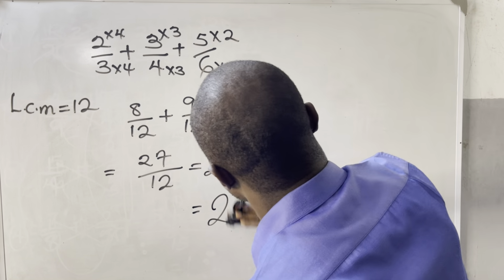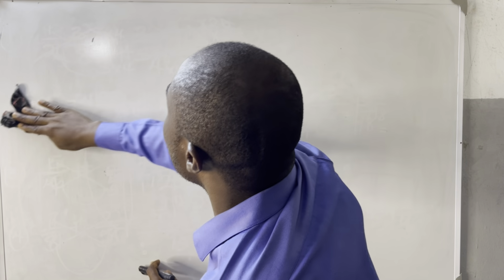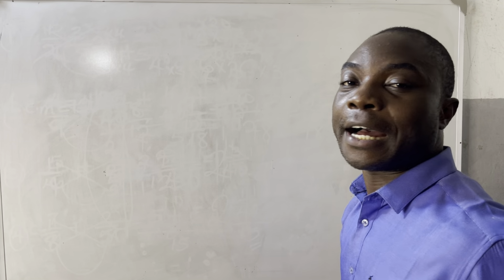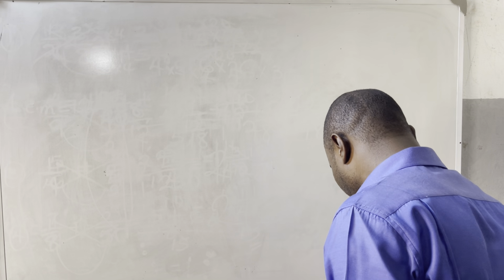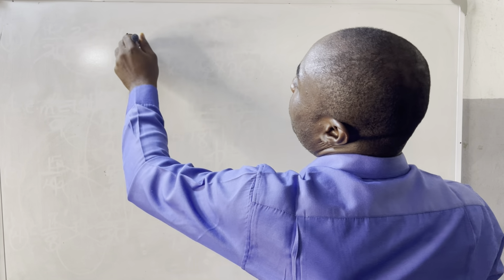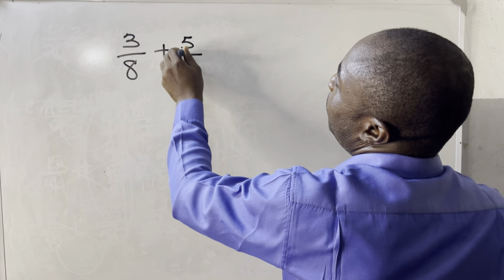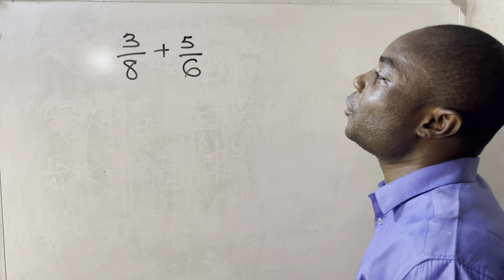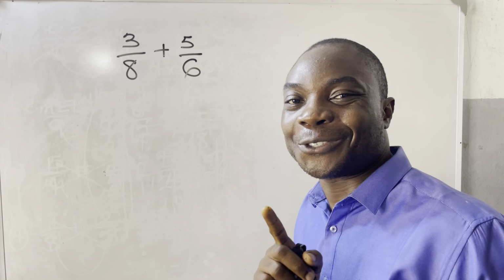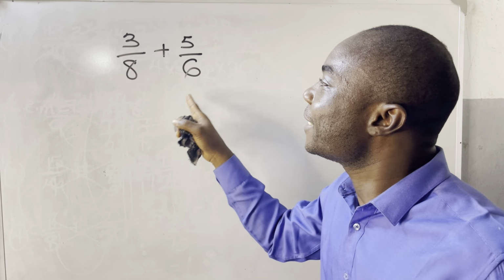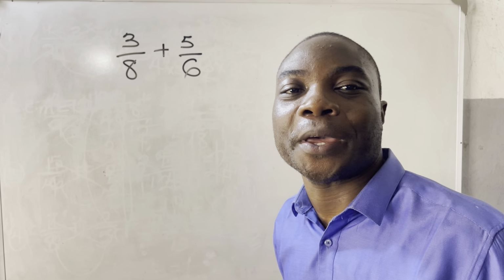All right. Right now we have come to the end of this video, and I'm going to give you some work to do. And as you do that, drop your answer at the comment section below. All right. So I have a question as 3 over 8 plus 5 over 6. I would like you to use the butterfly method. All right. Remember, I taught you how to use the butterfly method in answering these types of fraction. So do that and drop your answer at the comment section.